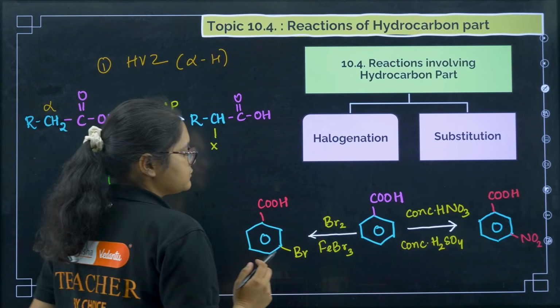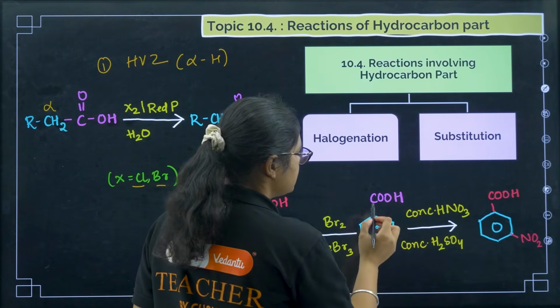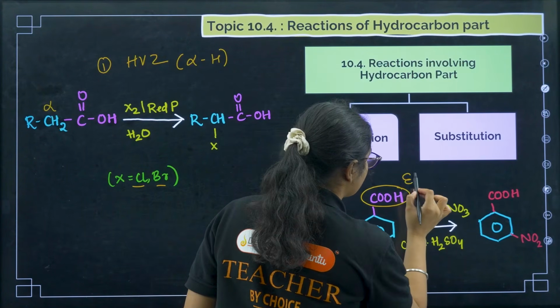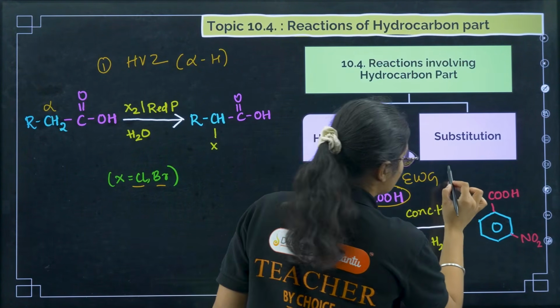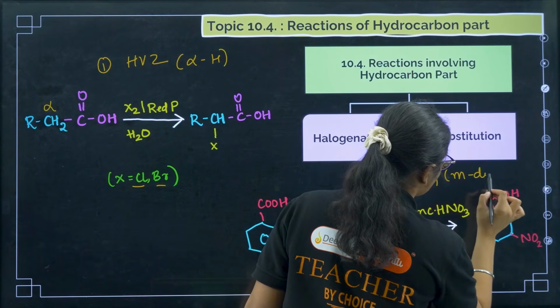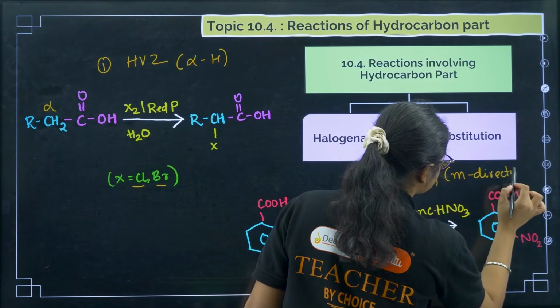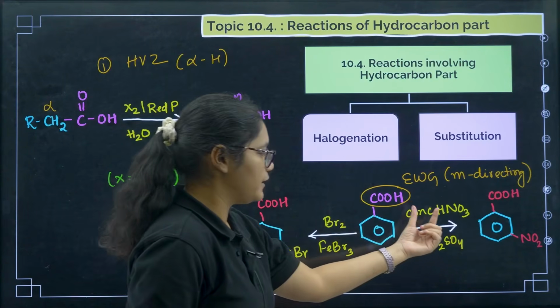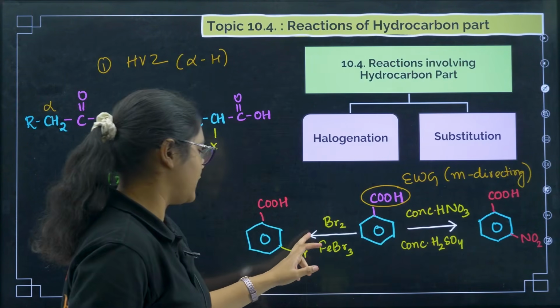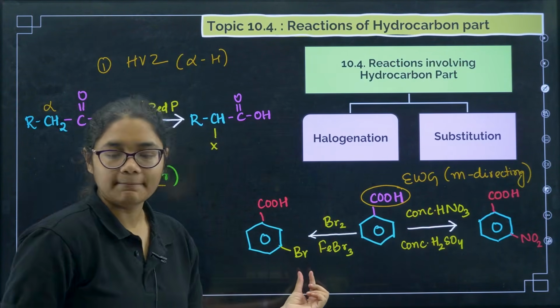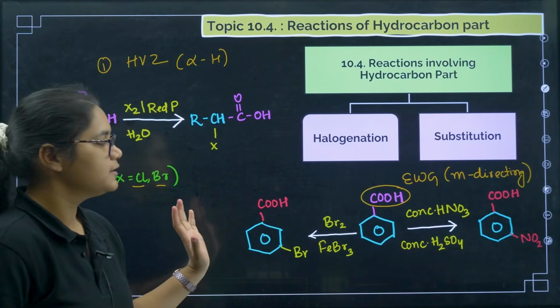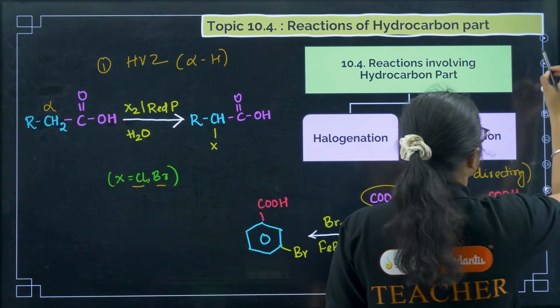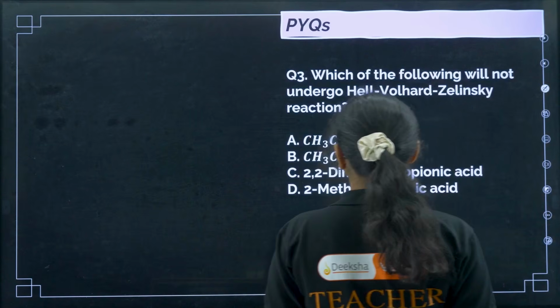Now coming to this one, that is your substitution reaction. COOH group is an electron withdrawing group. Okay, so electron withdrawing group means it will be meta directing in nature, right? So if it is meta directing, nitro group will come at the meta position and here bromine will also come in the meta position. Clear? So that is your substitution reaction. Okay, now let's do some questions.